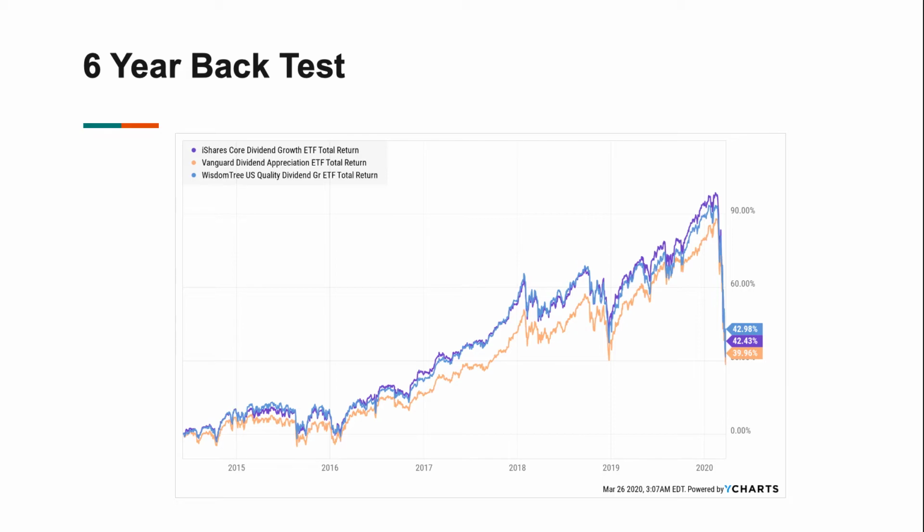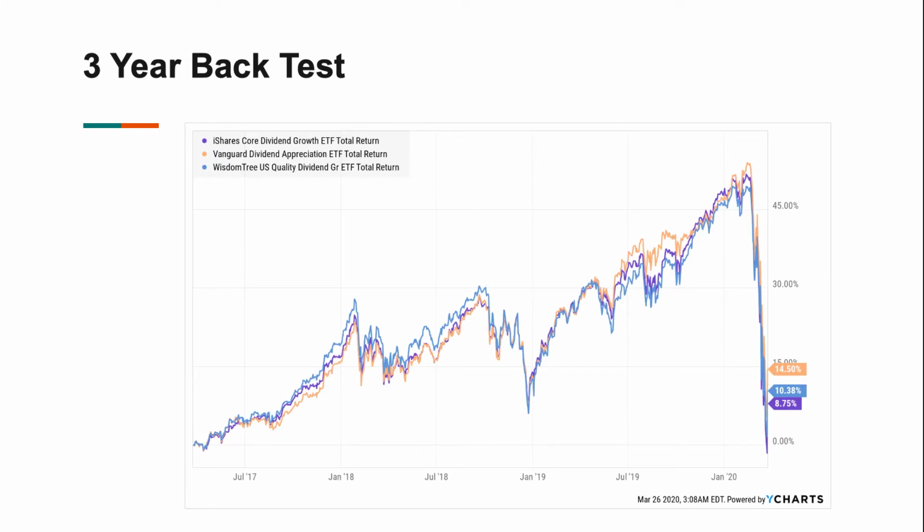But in the end it has kind of caught up, and you can see there's only about a 3% difference now. And if we go to the next slide, which is the 3-year backtest, actually the Vanguard one is now the highest performing one, and we can see that even during 2019 it was outperforming the others.